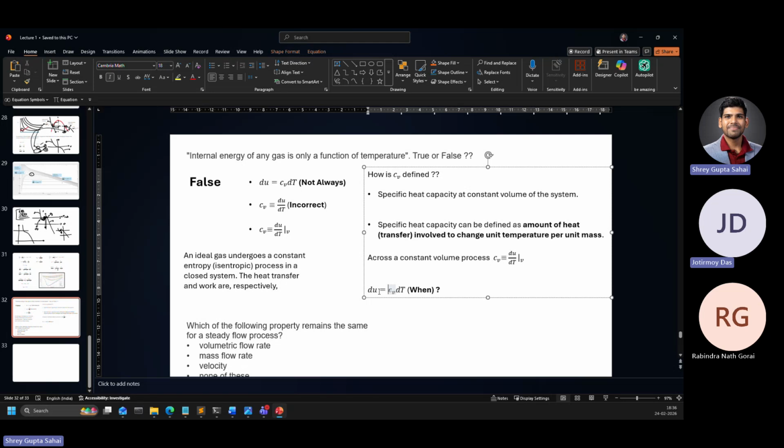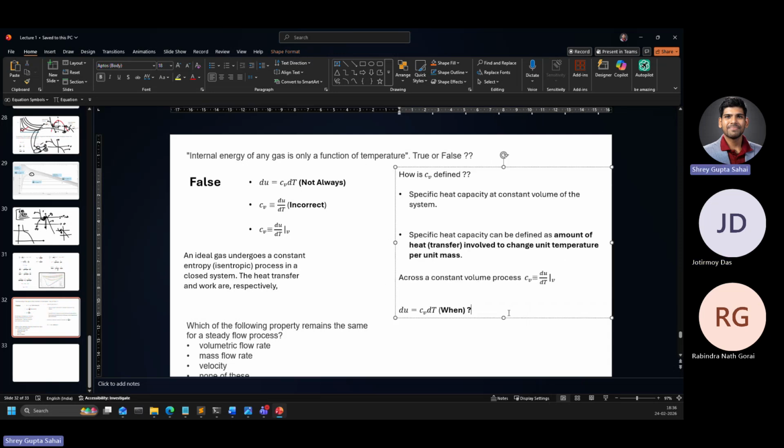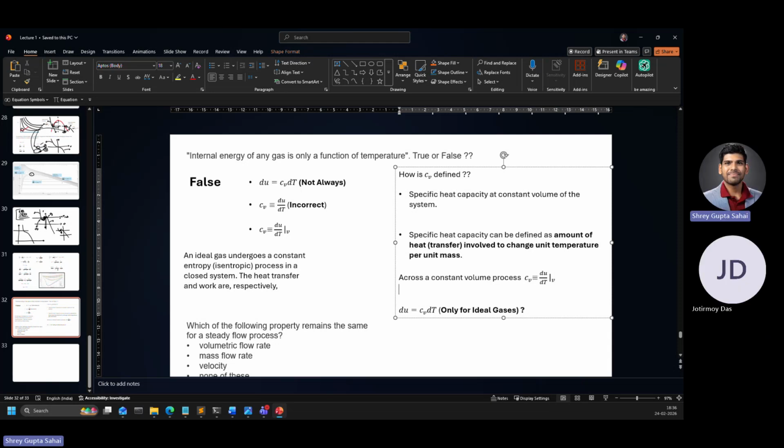The idea is, I'll tell you. Oh, were you trying to answer? No, please go ahead, I'm following. Okay. So the idea is this happens only for ideal gases. Now, what will this mean?